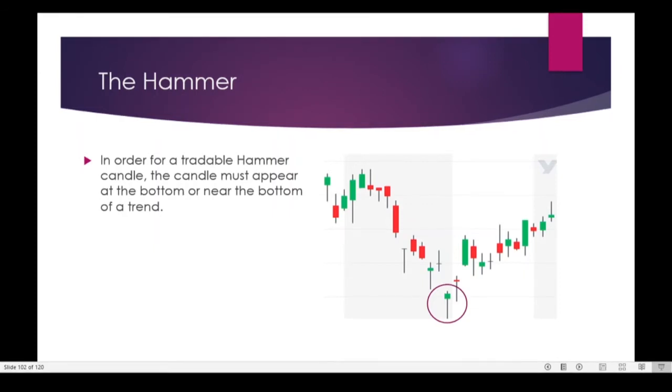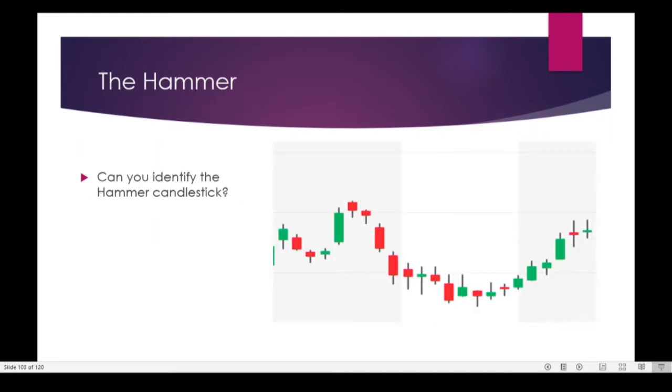Now, let's take a look at performing a possible trade utilizing the hammer candle. And remember, in order for us to possibly use this in a trade, the hammer must be at or near the bottom of a trend. All right, now let's take a look at this chart. Can you identify the hammer candlestick? If this is the candle that you identified, you are well on your way to making some phenomenal trades.